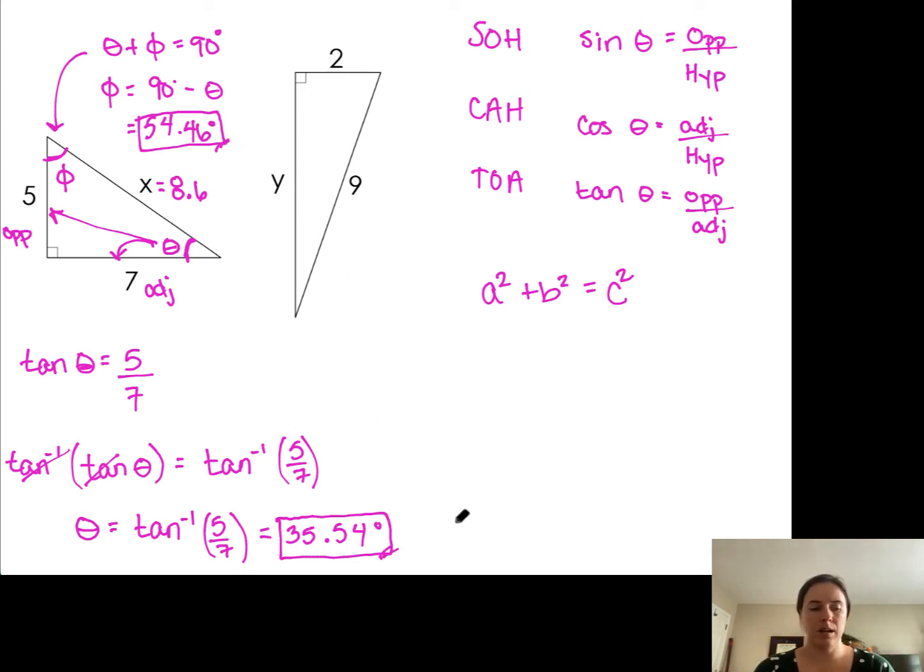And ta-da! So using a combination of Pythagorean theorem, our trig ratios, and our knowledge of supplementary angles inside of a triangle, we can solve for pretty much everything we could possibly ever want inside of a right triangle. It's pretty handy. All right, so now let's check out this other one over here.